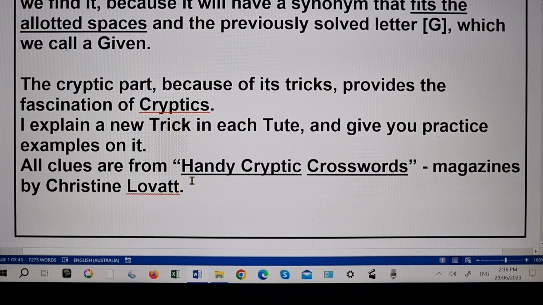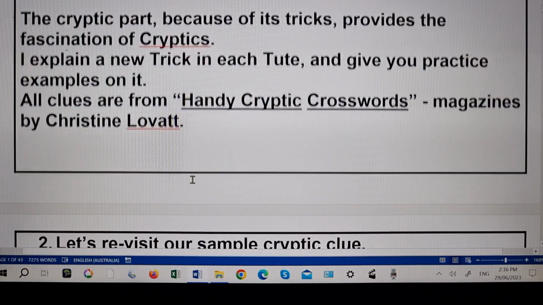The cryptic part, because of its tricks, provides the fascination of cryptics. I explain a new trick in each tute and give you practice examples on it. All clues are from Handy Cryptic Crosswords. The magazines are by Christine Lovett.